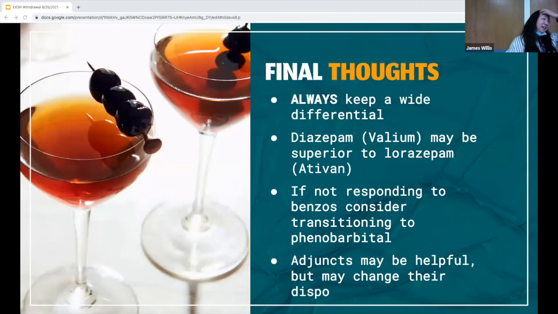So finally, just with these patients, always keep a wide differential. Don't get burned. Don't have that story about that alcoholic that you feel like you messed up or missed something on. I think Valium is actually a fairly good choice over Ativan, especially if you're planning on admitting these patients. And if they aren't responding to benzos, I think we should really start considering transitioning to Phenobarb.